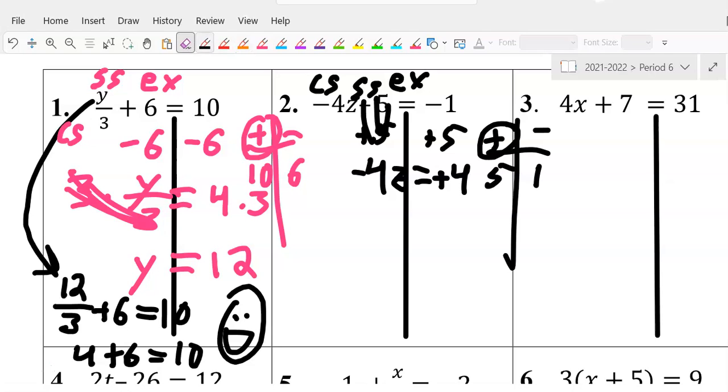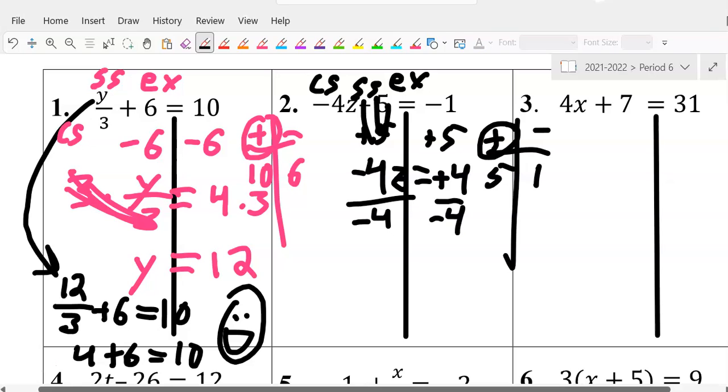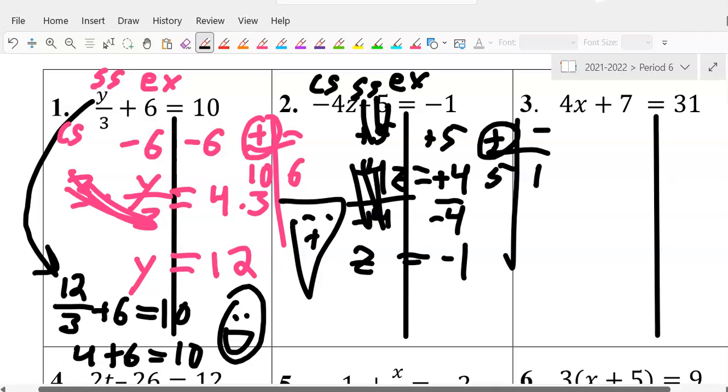Now what? You have to single out the z. Yep, it's z by itself, so we get rid of negative 4. So how do we do that? Divide by negative 4 on both sides. He's got it. And if we do it on one side, do it to the other side. Okay, z is equal to? Negative 1, because we did a Dorito man for our negatives. Z equals negative 1.